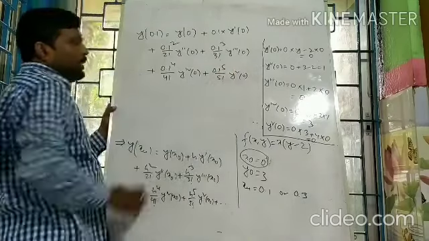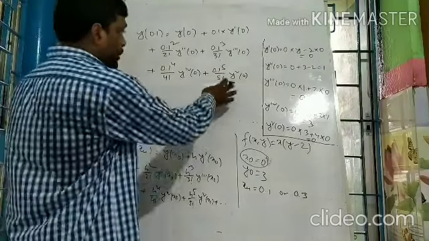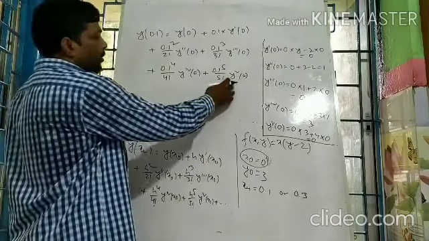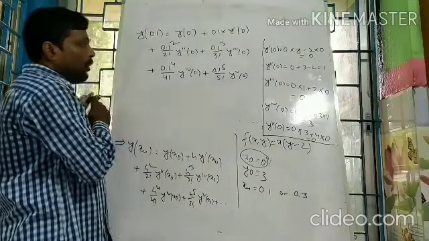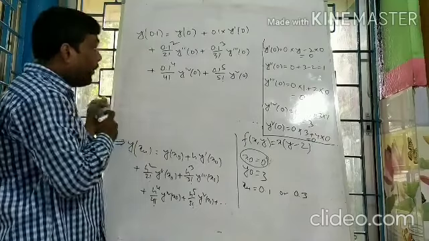Okay. h is a very small number, so you can neglect the higher order terms. We are considering only up to order of h equals to 5. We are taking order of h equals to 5.